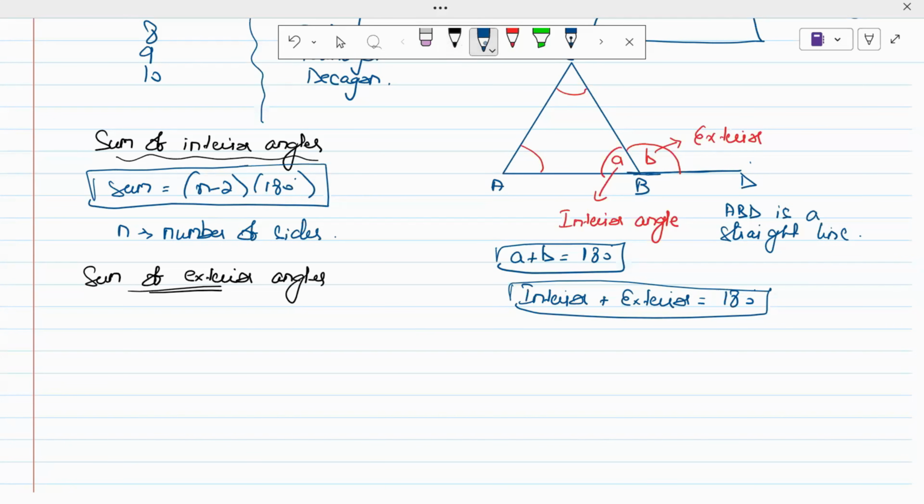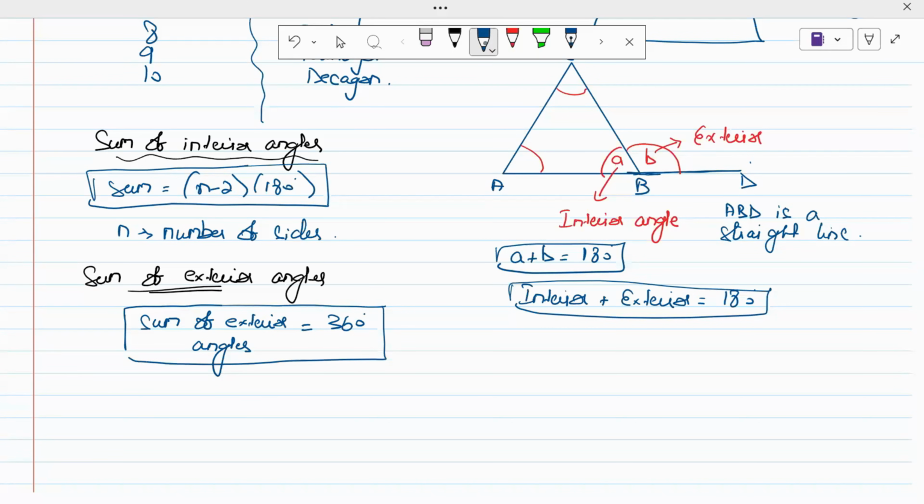So there's no formulation behind it. It's only the sum of exterior angles. Sum of exterior angles is always equal to 360. So this is the third formulation or third property to be remembered about polygons.